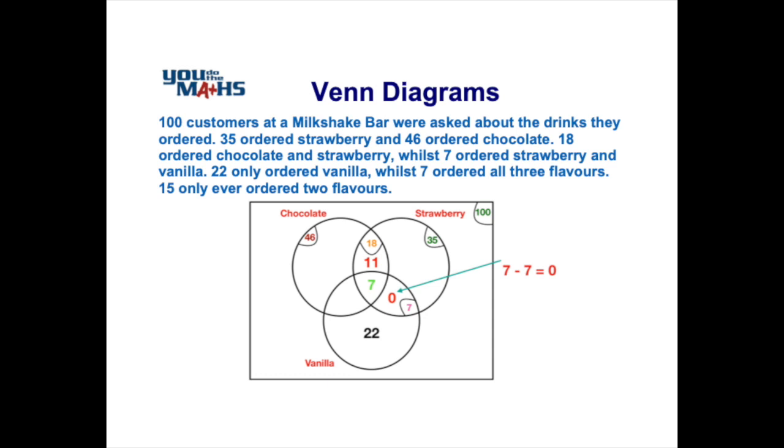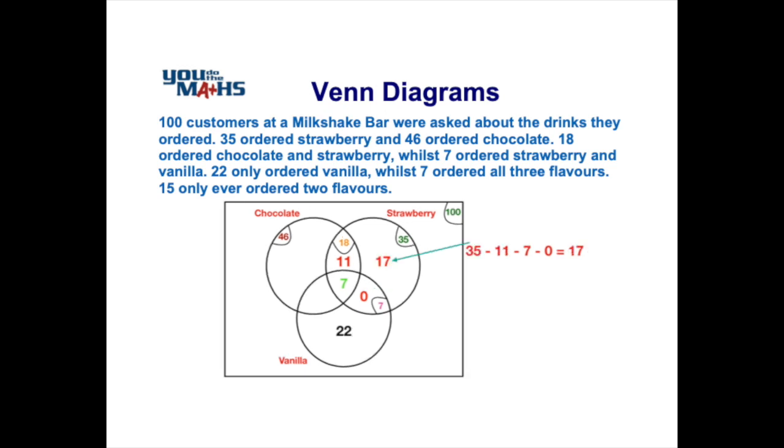There's a few more gaps in our Venn diagram which we can start to fill by looking at any particular circle at this stage, but we'll go with strawberry first. We know that 35 people ordered strawberry, so the number of people that ordered strawberry only we can determine by going 35 minus 11 minus 7 minus 0. In other words, the numbers that form the whole of the strawberry circle.